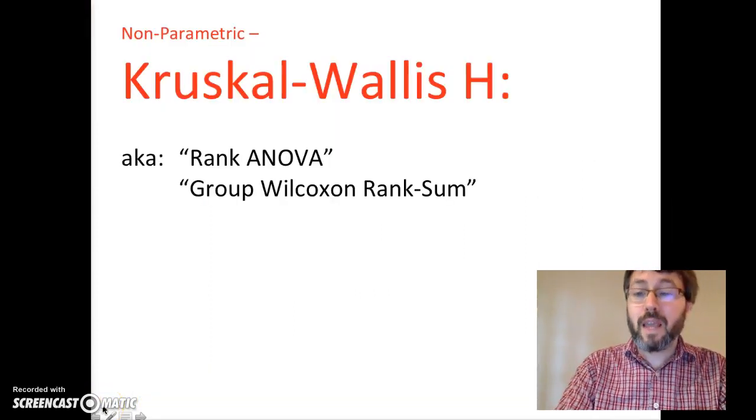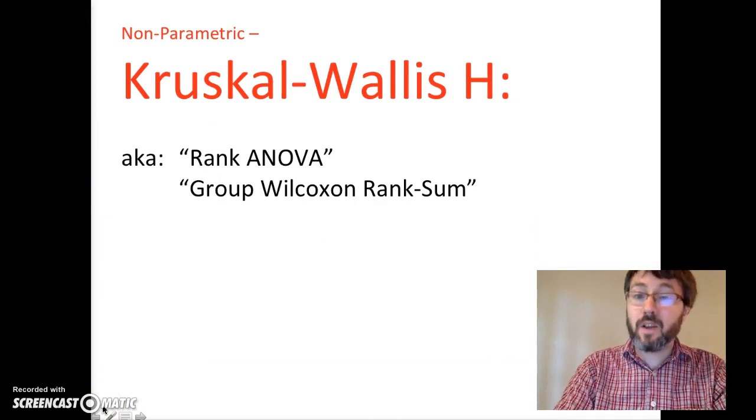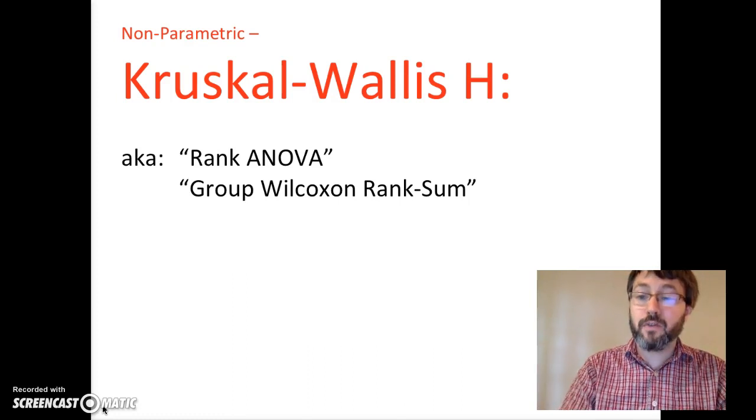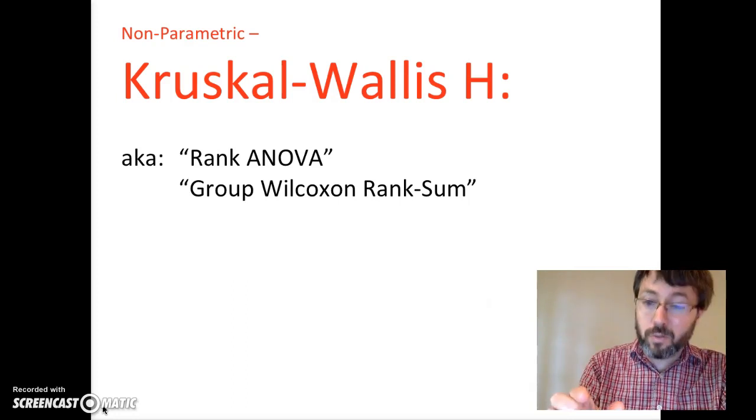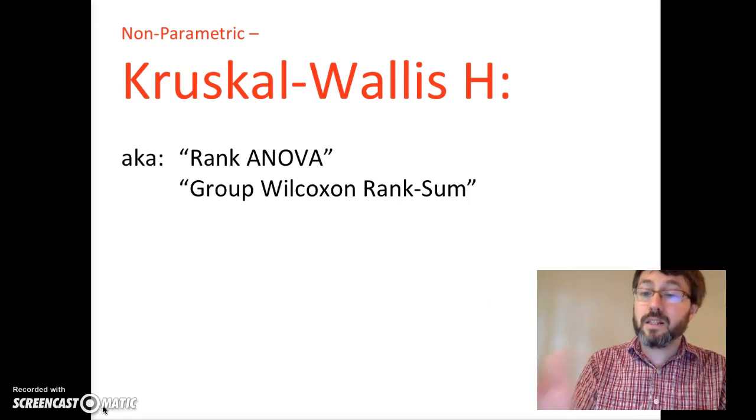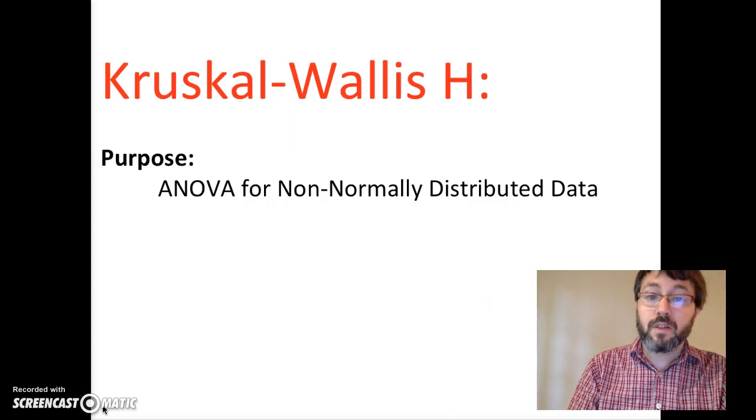The Kruskal-Wallis H test also goes by the name rank ANOVA, so that instead of ANOVA, which is testing the difference in the group means, the Kruskal-Wallis test is testing difference in rank. So it's testing differences in how these groups are distributed. And it also goes by the nickname the group Wilcoxon rank sum test. So it's again testing differences in the rank sums, but instead of just in two groups, like with Wilcoxon, it's testing in more than two groups.